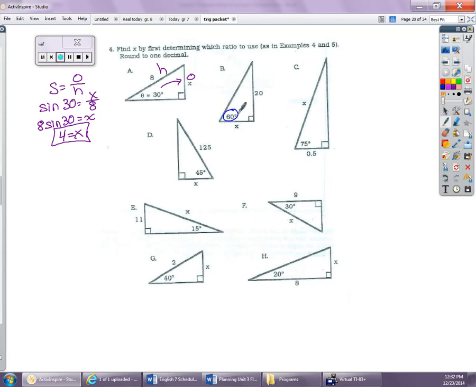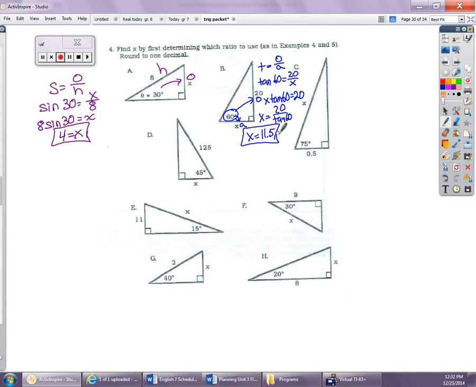When we look at B, we're given our angle. That's opposite. This is adjacent. So that's tangent. Opposite over adjacent. So the tangent of 60 degrees equals 20 over x. So multiply both sides by x. So you get x times the tangent of 60 equals 20. So x equals 20 divided by the tangent of 60. And that will give us 11.5 if we do it out in the calculator.